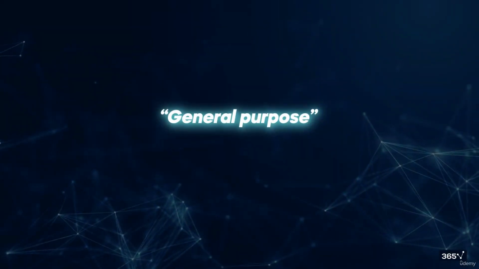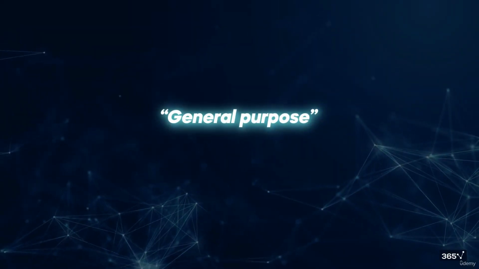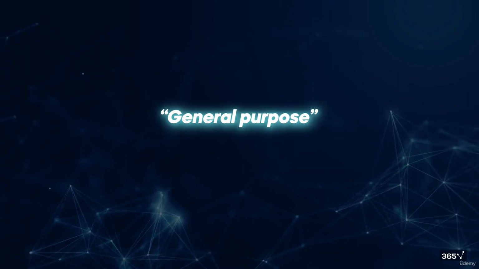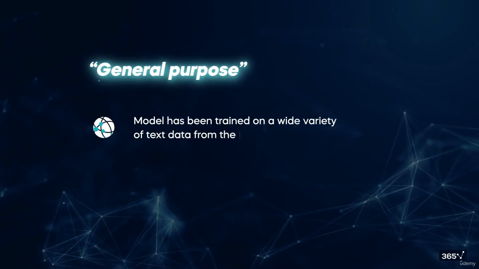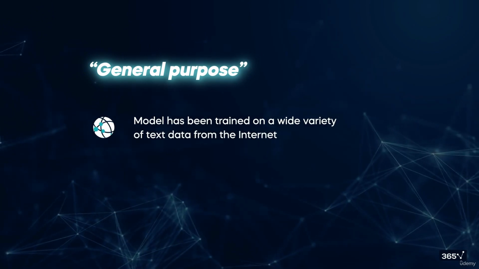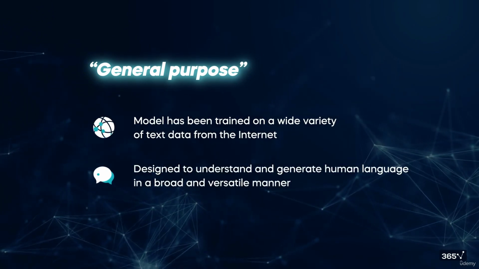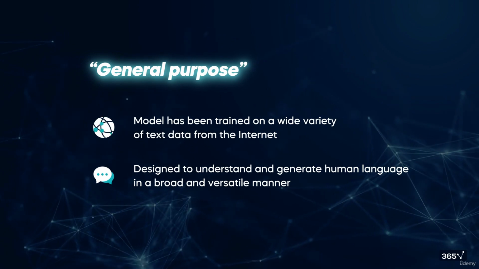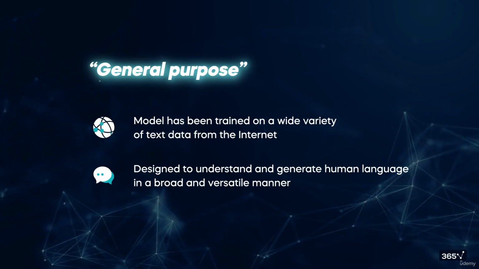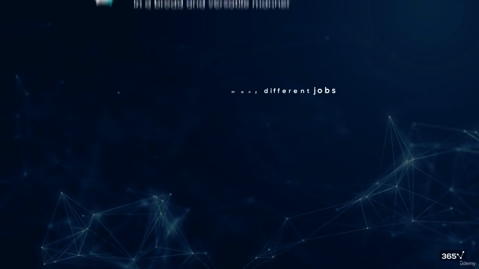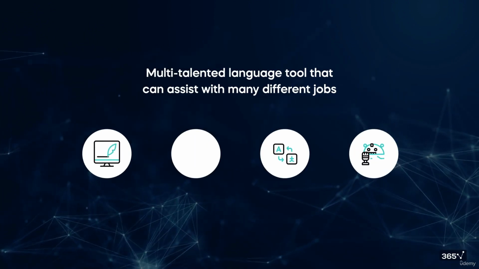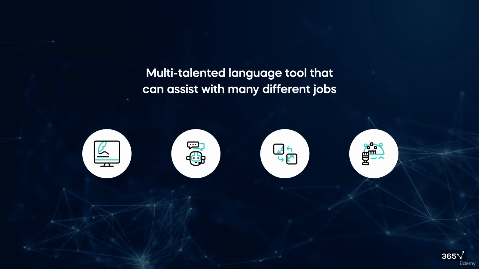The second aspect of a large language model is that it's general purpose. When we say that an LLM is general purpose, we mean that the model has been trained on a wide variety of text data from the internet, and it's designed to understand and generate human language in a broad and versatile manner. It's not specialized for just one thing. It's a multi-talented language tool that can assist with many different jobs involving words and communication.